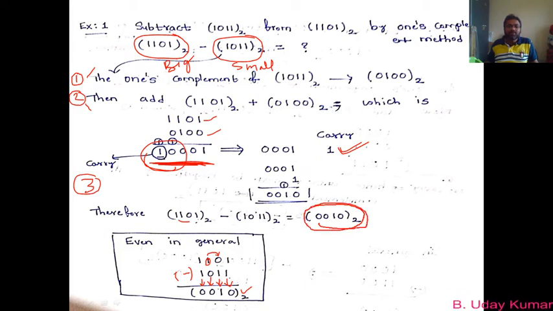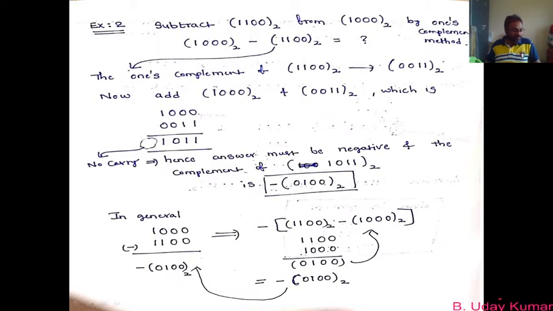So that means by using ones complement method, we can subtract one binary number from the other. That you have to understand. Yeah, I hope it is clear. Let us just move on to our next example.